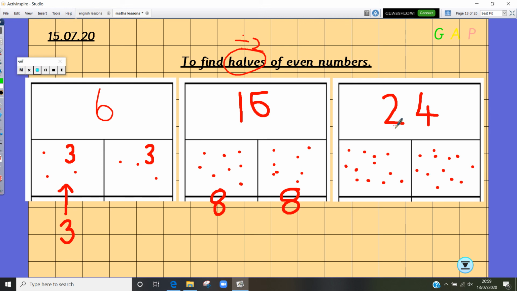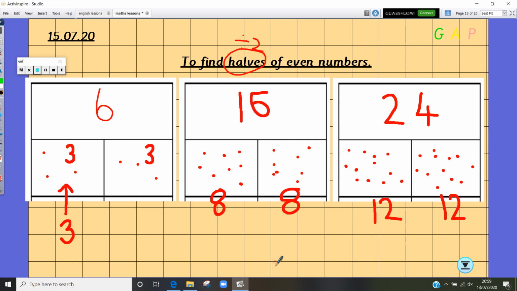And I need to stop there because 24 is my whole number, and then I need to find out what's in 1/2. So let's count them quickly. 1, 2, 3, 4, 5, 6, 7, 8, 9, 10, 11, 12. So half of 24 is 12. Well done if you've managed to get those correct.